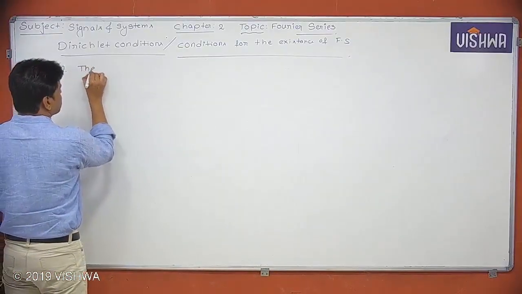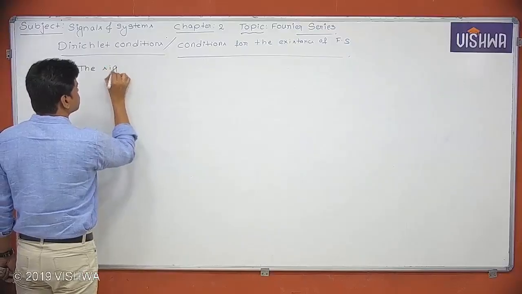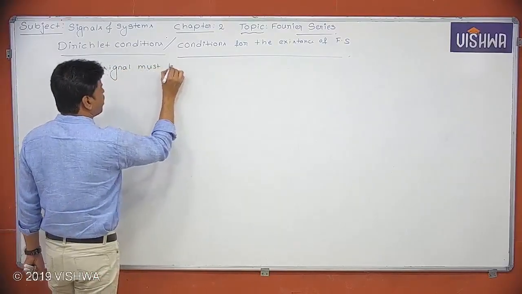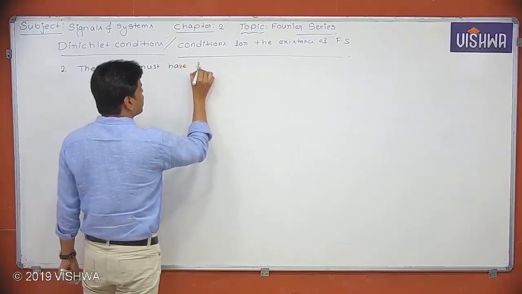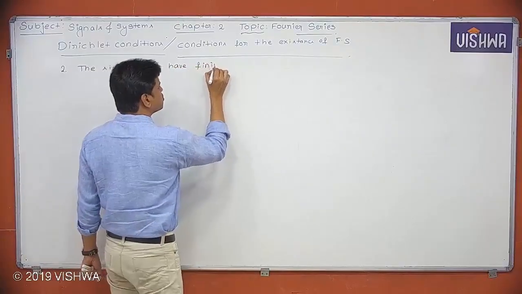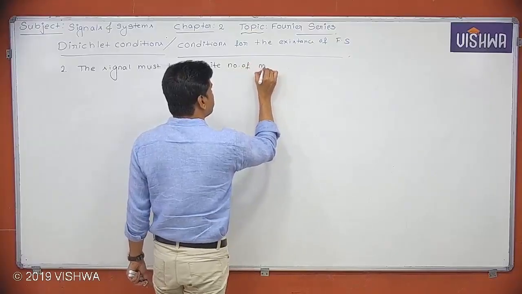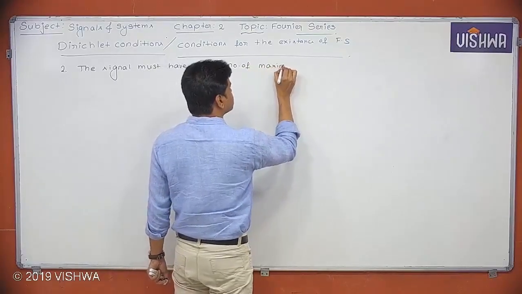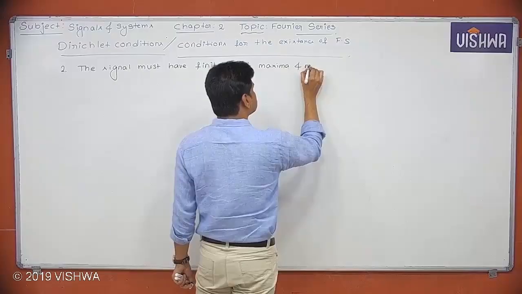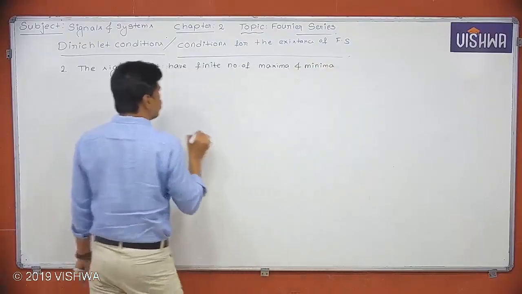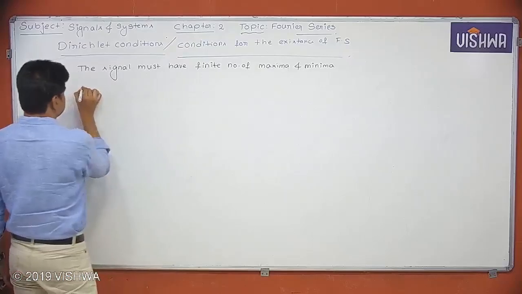The signal must have a finite number of maxima and minima over one period.